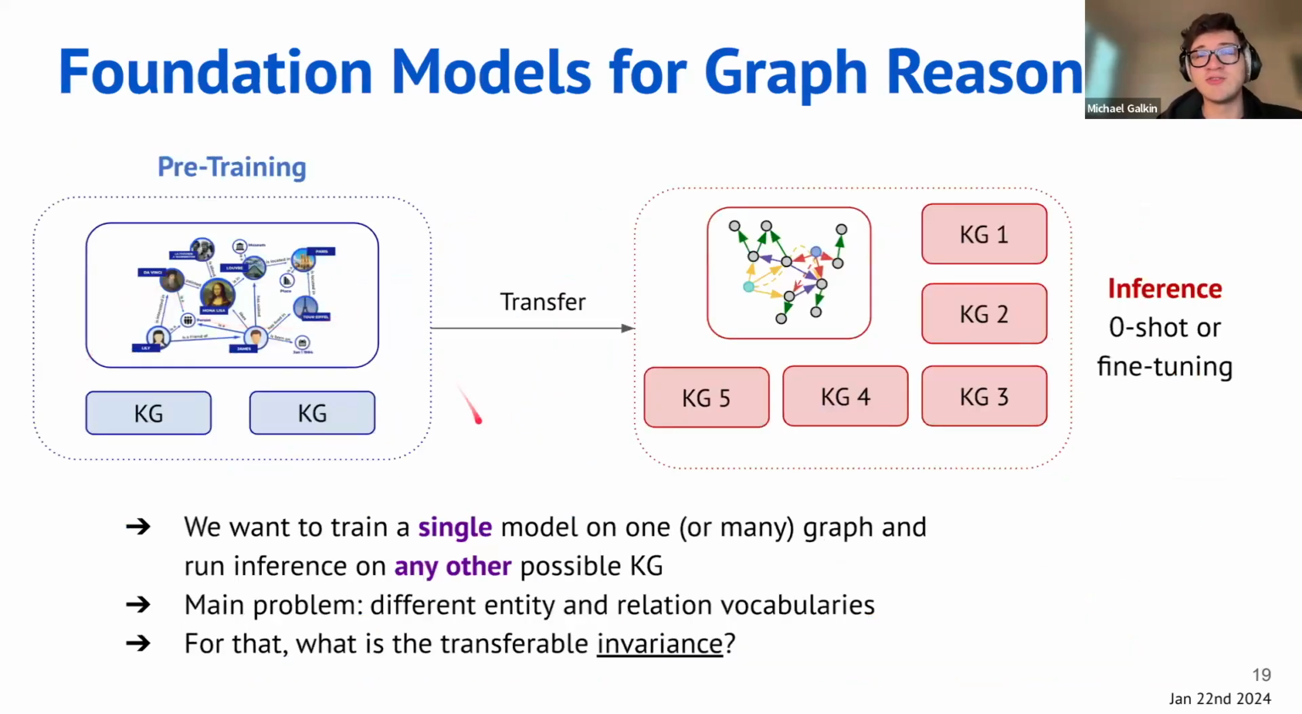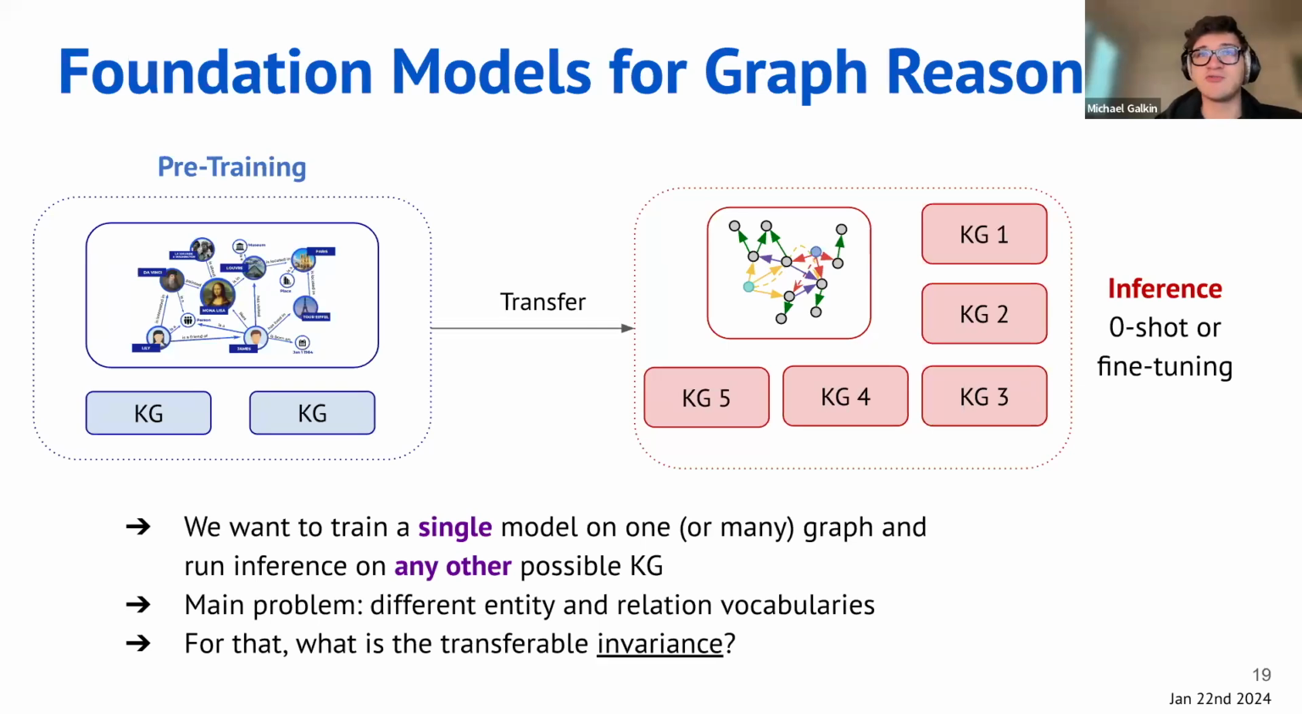We want to have one. Practically, we want to have a pre-train and fine-tune paradigm, something that you can train on one or several graphs and then just transfer it to everything else possible in the zero-shot way, or if you want to, just in a fine-tuning fashion as well. The main question here is, what is transferable invariance?